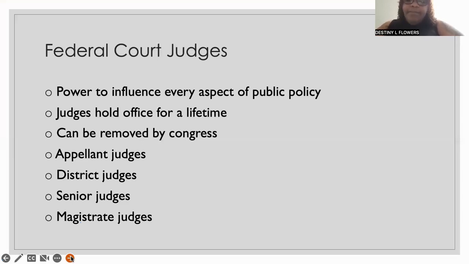Last but not least, there are magistrate judges. They issue warrants, conduct preliminary hearings in criminal cases, and hear petty offense cases.